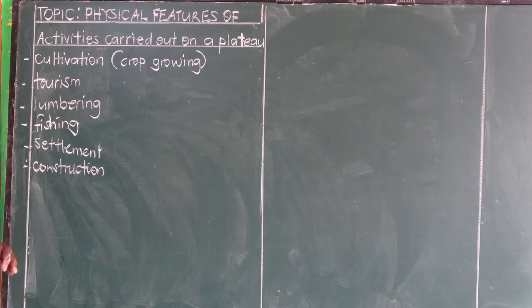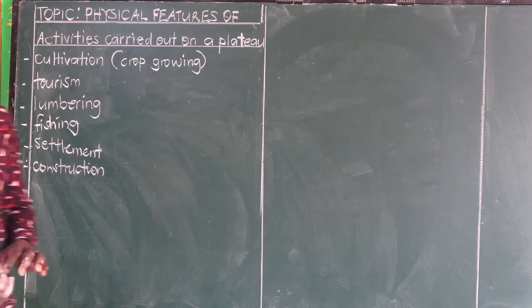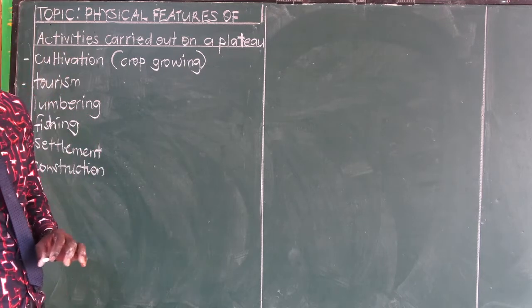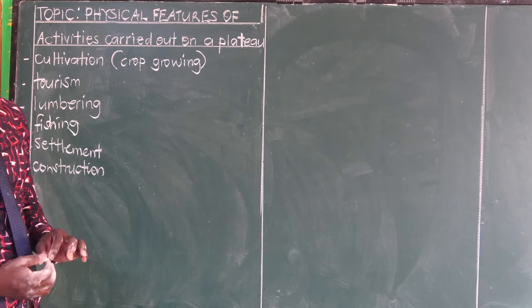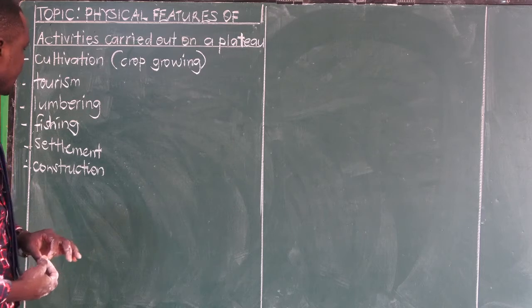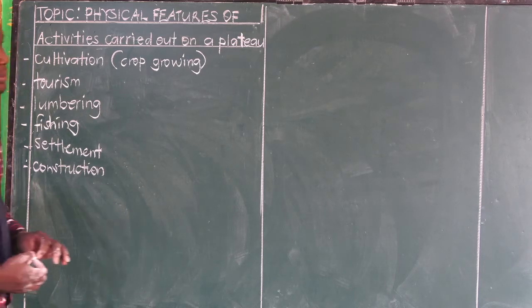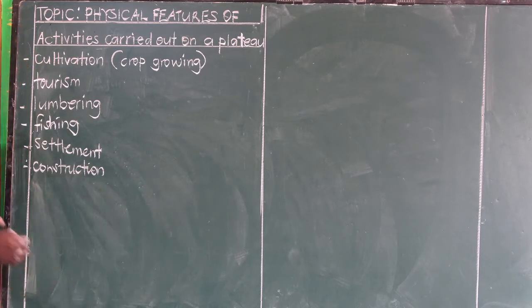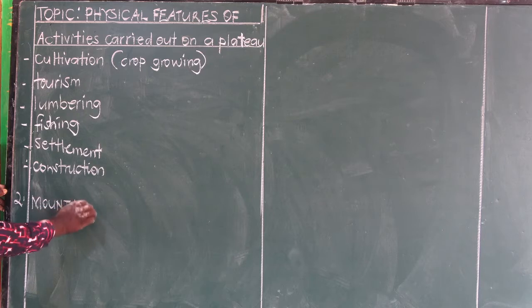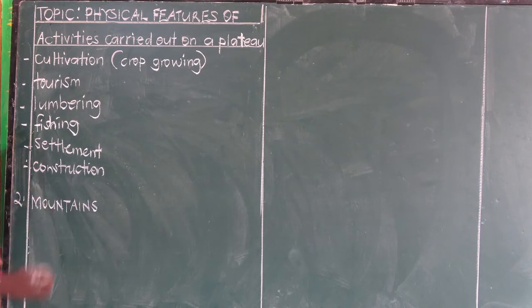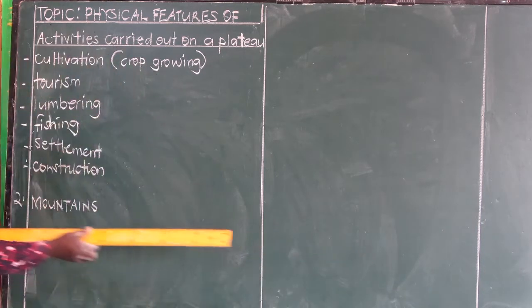So, next, we are going to look at another physical feature, and for this case, let's begin with mountains as our second example of physical feature. So our second physical feature, we are going to discuss mountains. We are going to talk about mountains.